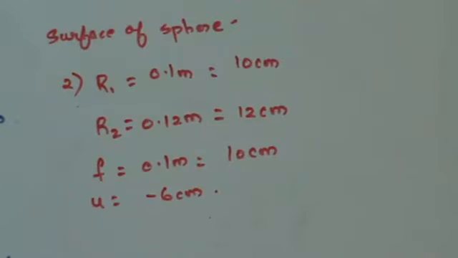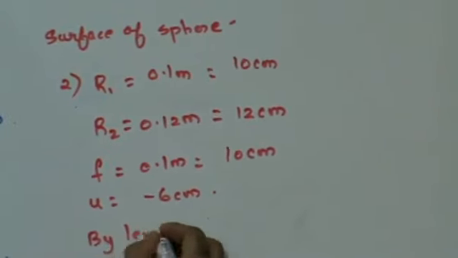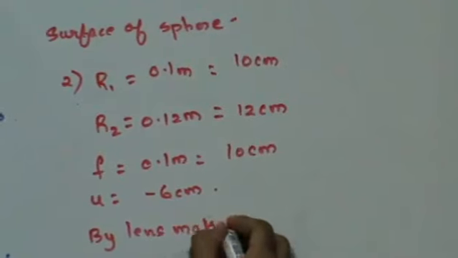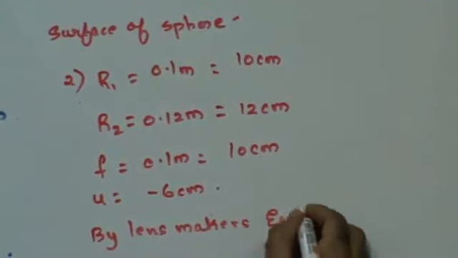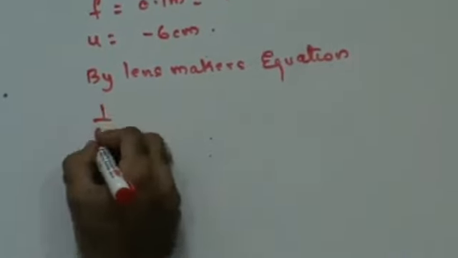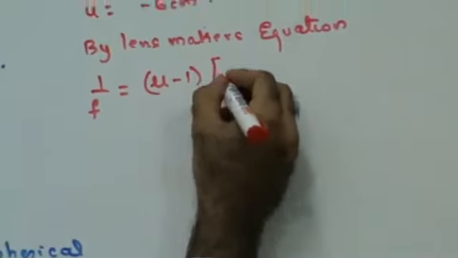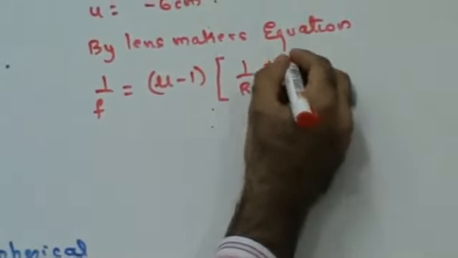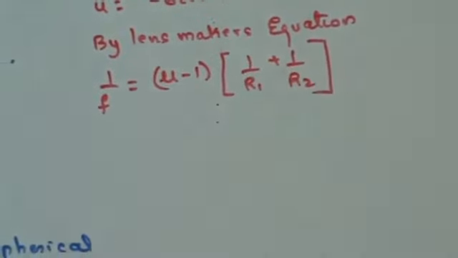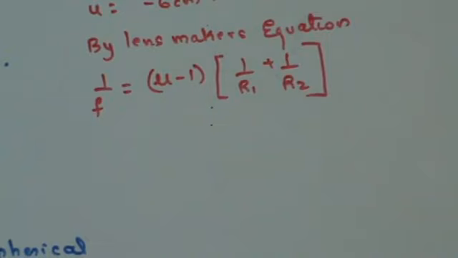Right? They give you the two radii of curvature. I have converted from meters to centimeters. Focal length is given, u is given. First of all, I will use Lensmaker's equation. Lensmaker's equation says that 1 upon f is mu minus 1 times 1 upon r1 plus 1 upon r2. You know r1, you know r2, you know f. You should be able to get the value of mu.